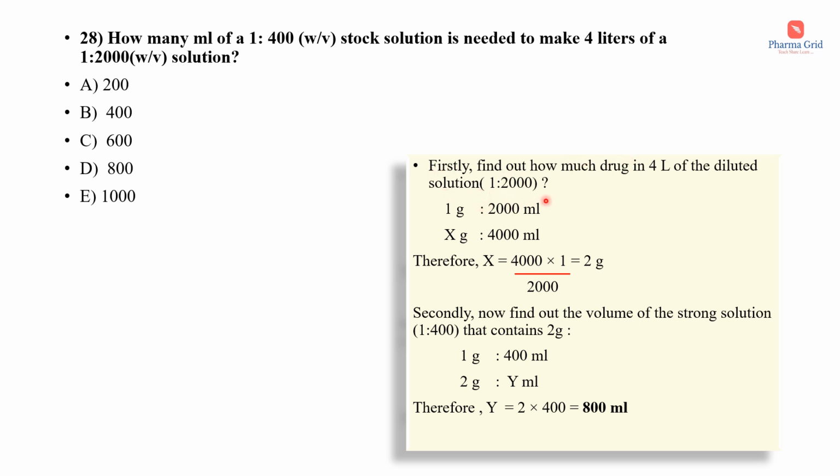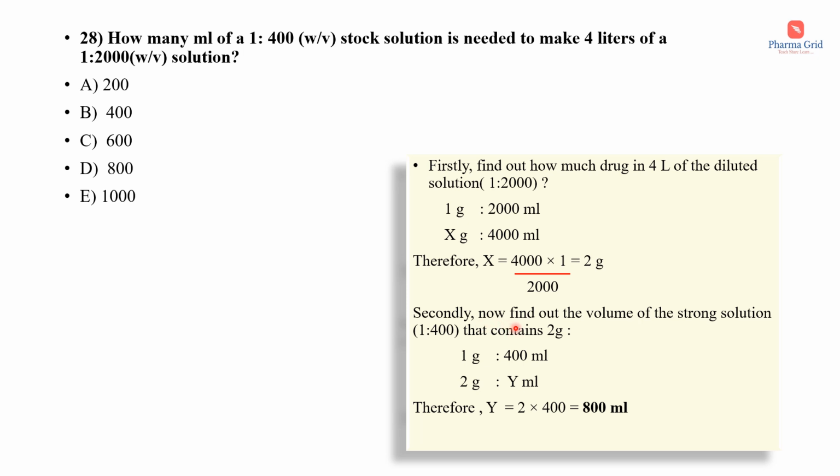So 1:2000 weight by volume means 1 gram is present in 2000 ml. Okay, so let it be x gram is present in 4 liters. 4 liters means 4000 ml. So by cross multiplying, the value of x is equal to 4000 into 1 divided by 2000. That is equal to 2 gram.